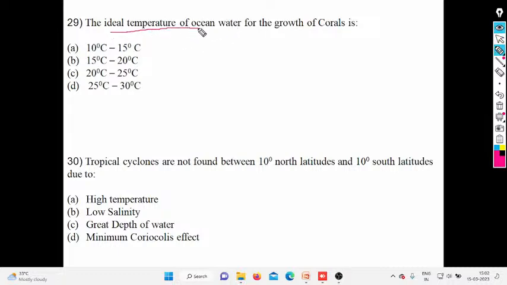The ideal temperature of ocean water for the growth of corals is 20 to 25 degrees centigrade, option C.